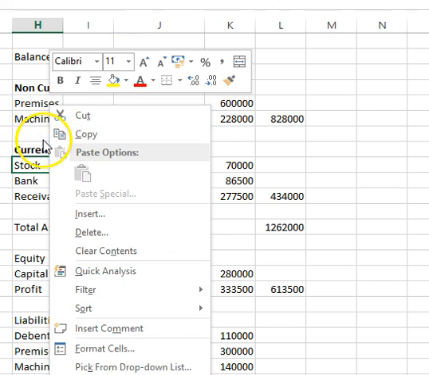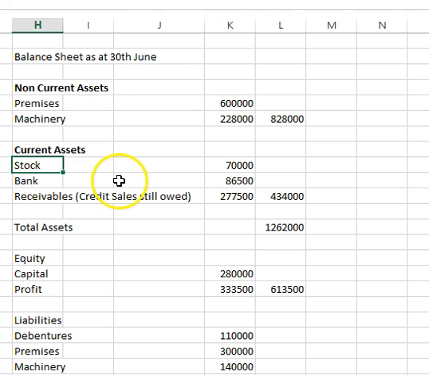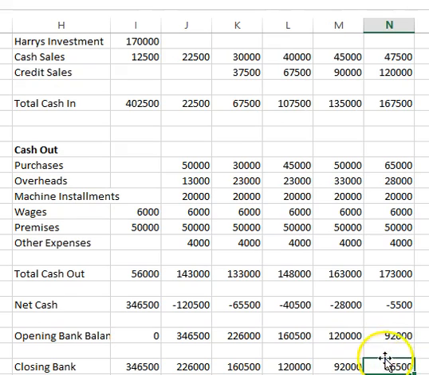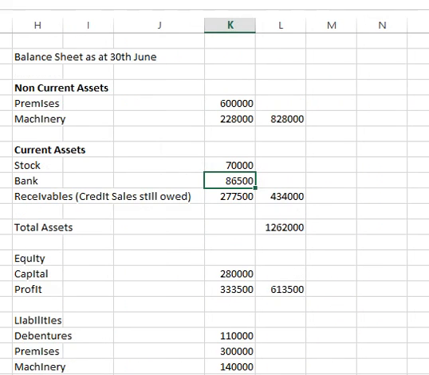As at the 30th of June. The first one we list is stock, and stock is 70,000, and you'll see that in the notes in the question itself. So you'll see where stock is given at 70,000, and that's the stock value at the 30th of June. The next we list is our bank account, and our bank account is 86,500. We have got that from our cash budget that we calculated in part A, and if we look here at our cash budget, you will see at the 30th of June you had a bank balance, the money in the bank, of 86,500.